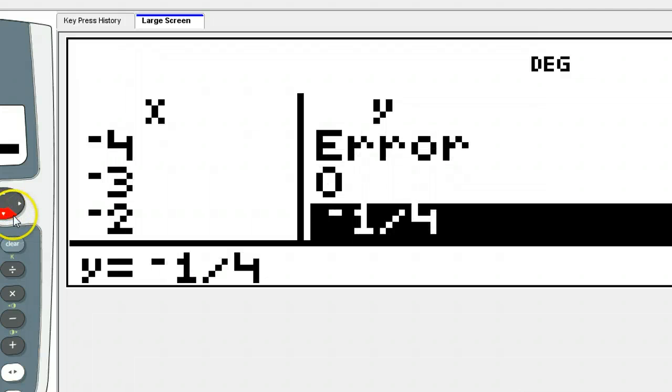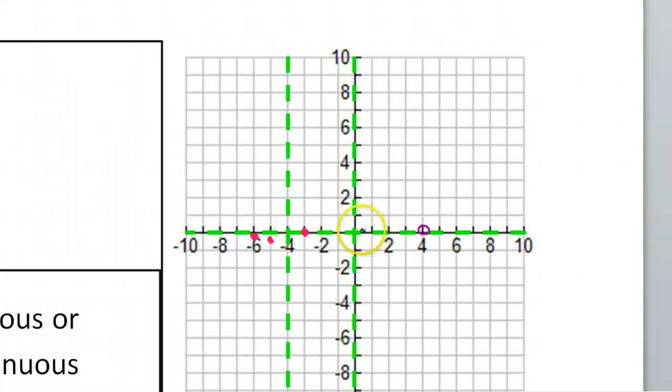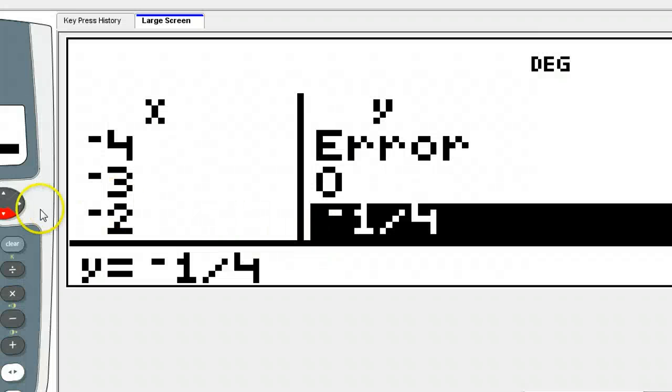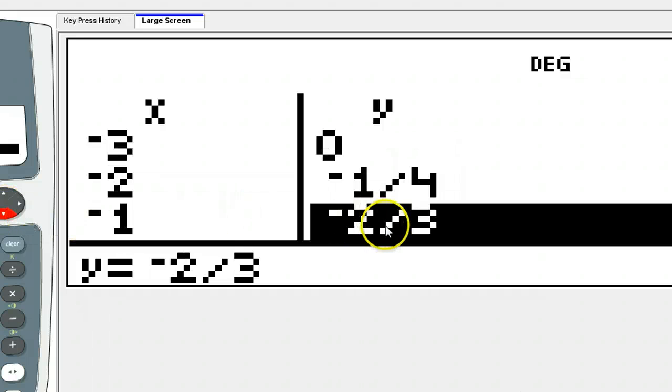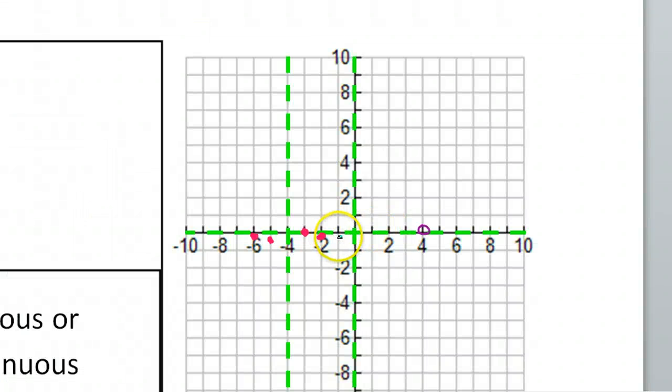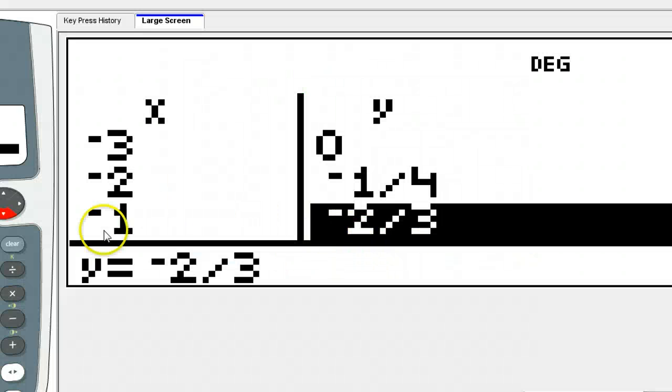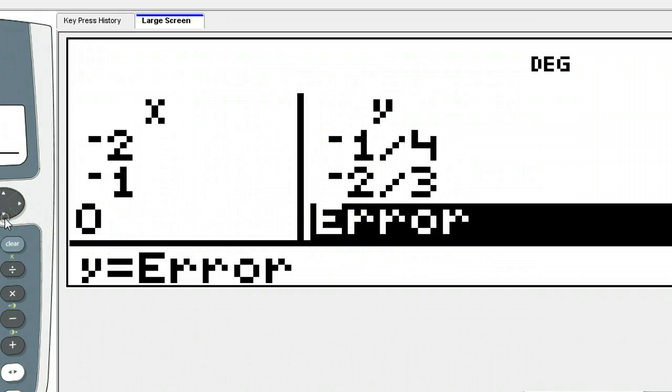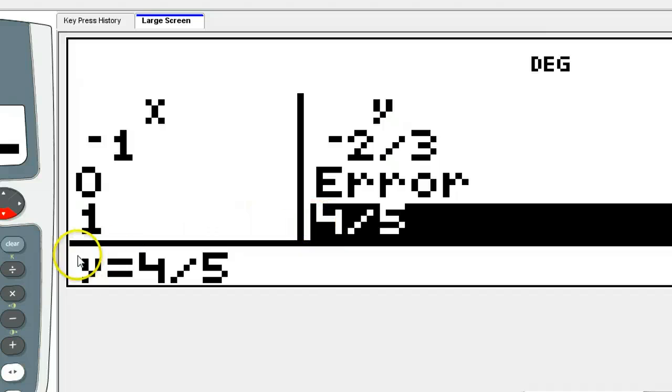Let's keep going. Negative 2, I'm at negative 1/4. So that's just a bit below the line. And let's keep going. So at negative 1, I'm at negative 2/3. Okay, so that's like here. Alright, I'm gonna come back and look at these decimals afterward, but let's go ahead and pick up with positive 1 because I got the error, and that's 4/5.